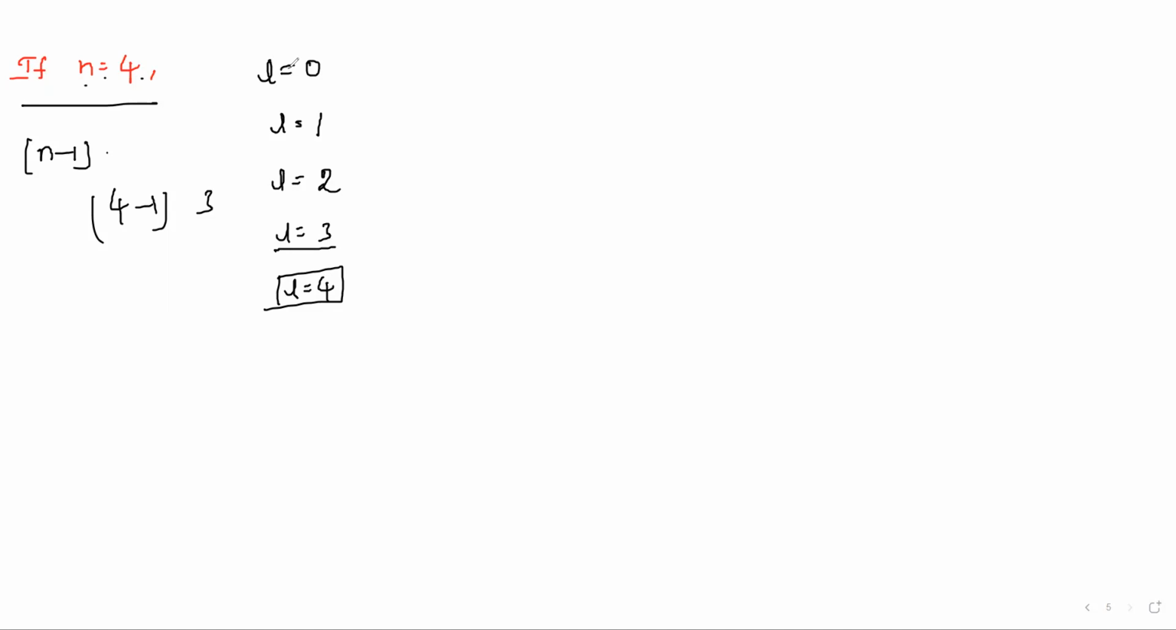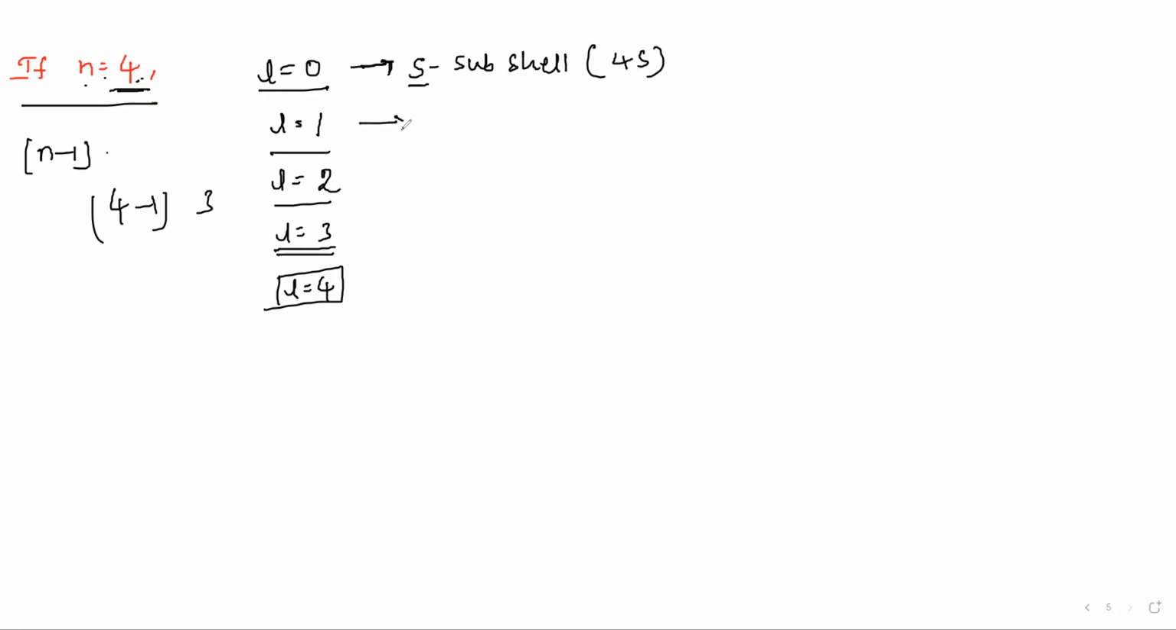So for the fourth shell it's having 4 subshells. The first one is L is equal to 0, then L is equal to 1, L is equal to 2, and L is equal to 3. Now if it is L is equal to 0, what is this? That is S subshell. Always L is equal to 0 is S subshell, and this S subshell belongs to the fourth shell. That's why we can write this as 4S.